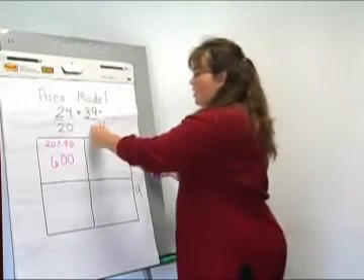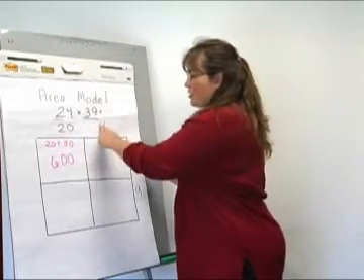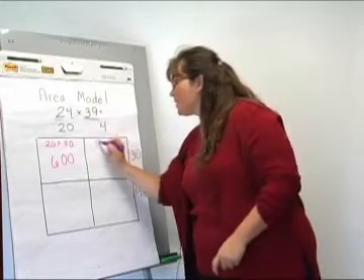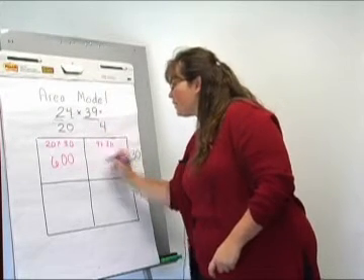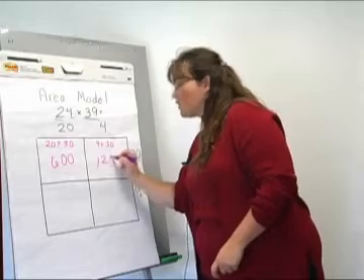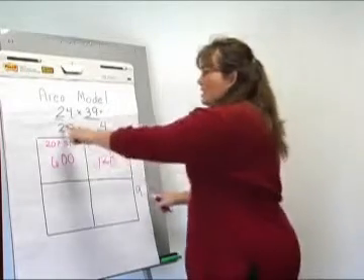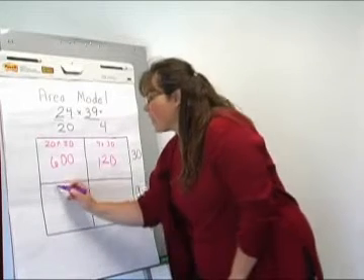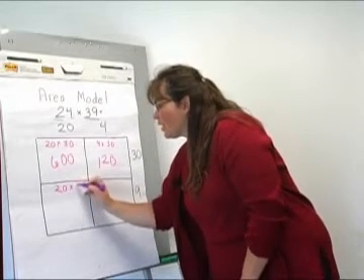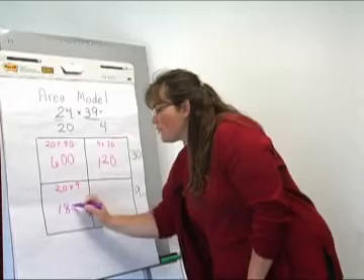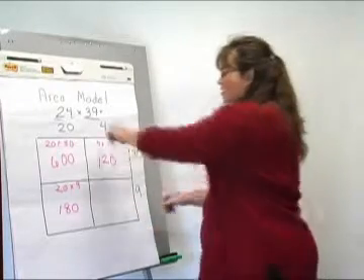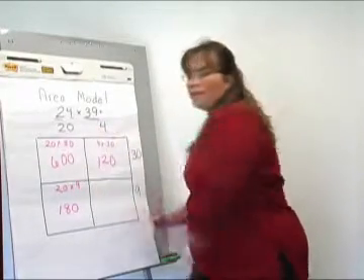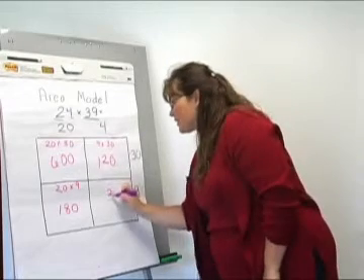Then they'll multiply what matches in this quadrant. So it's 4 times 30, and that equals 120. Then they're going to go to the bottom quadrants and multiply 20 times 9, and that equals 180. Then they go to the last quadrant. 4 times 9 is 36.